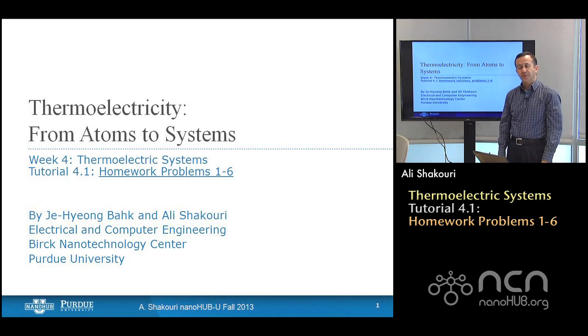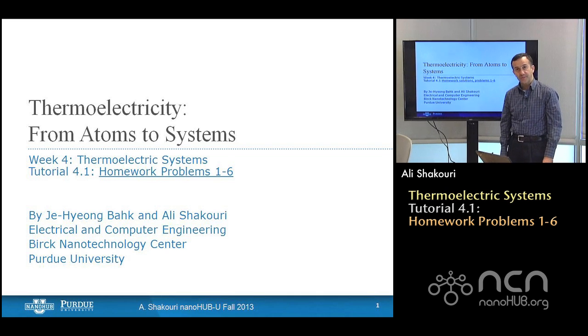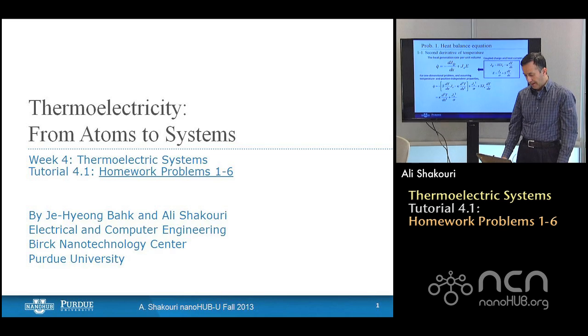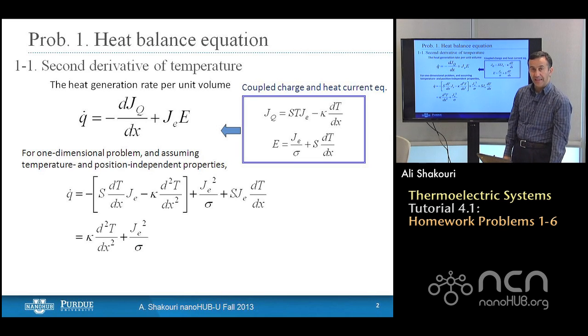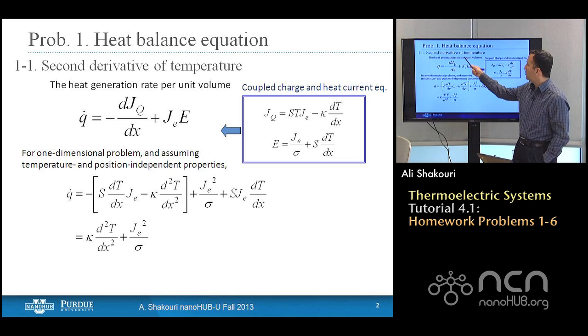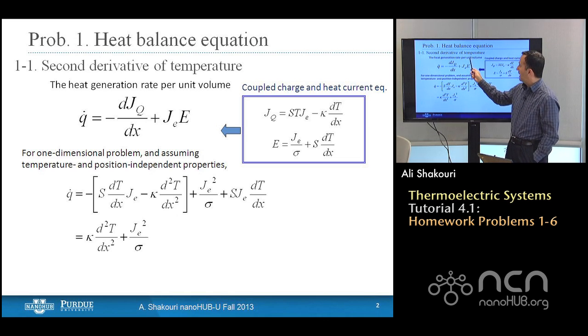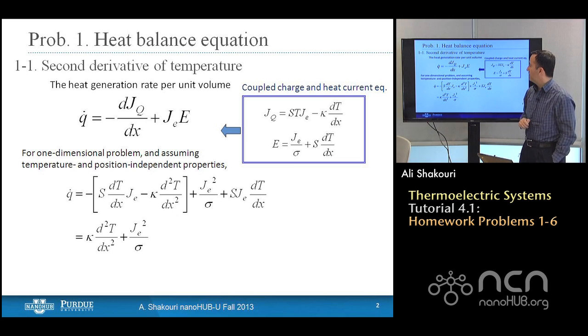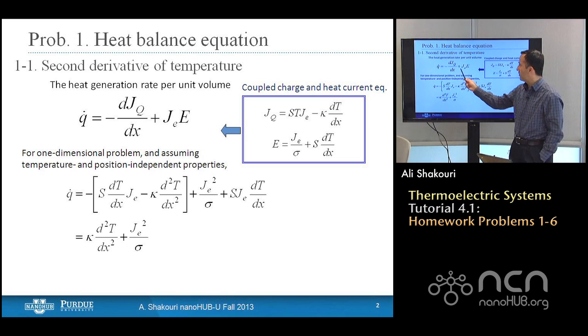Hello, welcome to the tutorial for week 4. We are going over the homework solutions this week. The first problem had to do with the heat balance equation, and the goal was for you to derive the second derivative of the temperature and see how heat generation per unit time and volume are related.